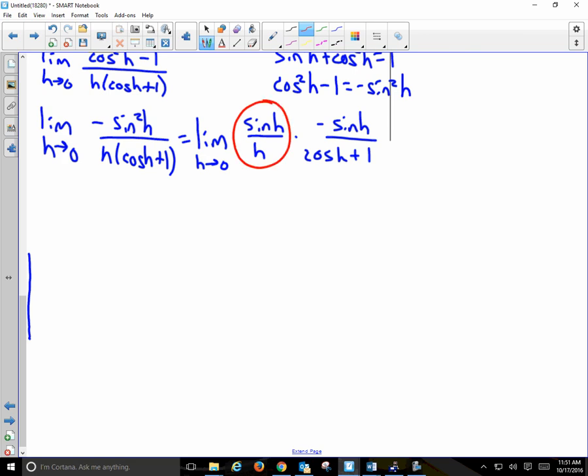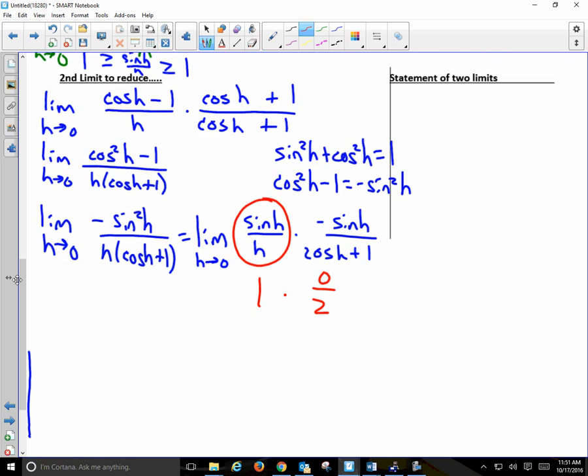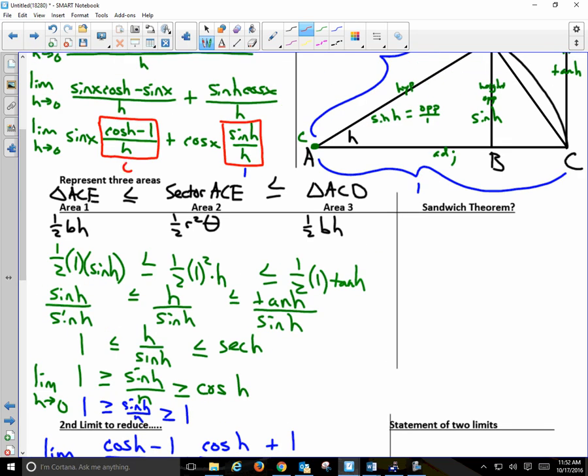What did we say the limit as h goes to 0 of sine of h over h was? Let's plug in 0 here. What's the cosine of 0? Plus 1. So I get 0 over 2, which is? And 1 times 0 is 0. Sine of 0 is 0. Cosine of 0 is 1. Plus 1 is 2. So I get 1 times 0, which is 0. So that means this is 0.